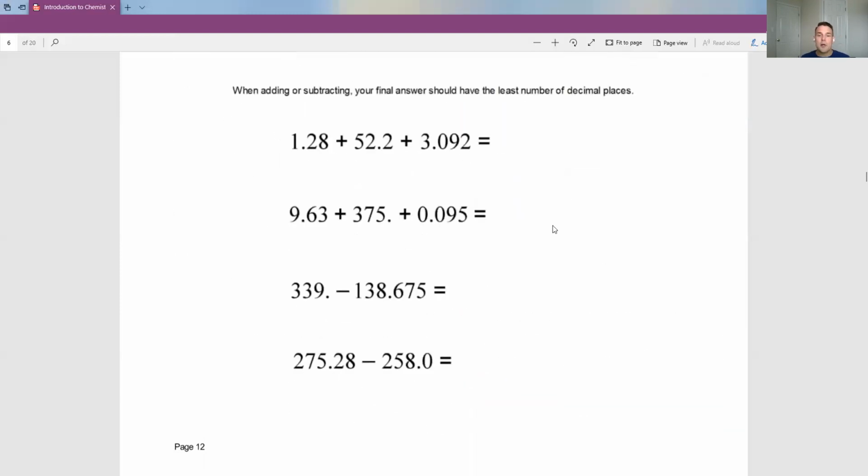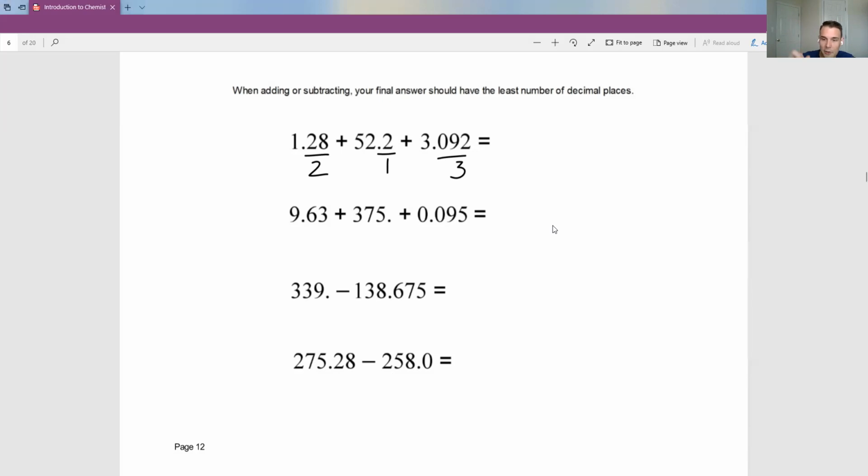Okay, adding and subtracting. When you add and subtract, you're looking at the least number of decimal places. So it doesn't matter what the whole number is. It could be a billion numbers long. All we care about is how many decimal places do I go. So what I would do with this, here's my problem. This is 2 decimal places. That's 1, that's 3. My final answer, regardless of what my whole number is, my decimal should be 1 place.